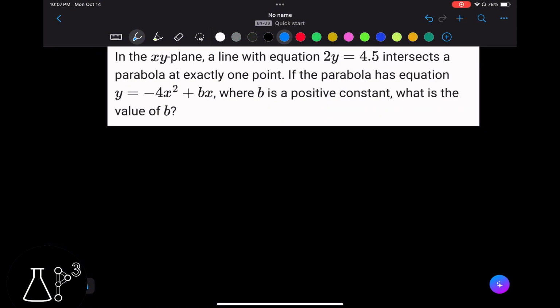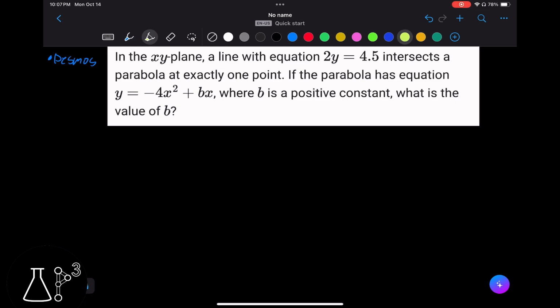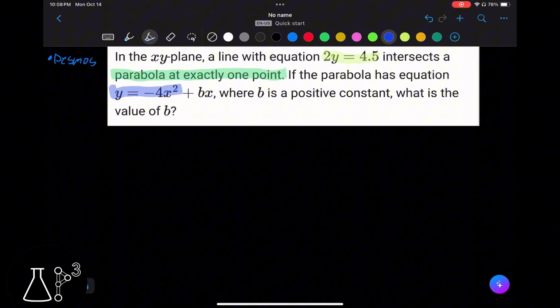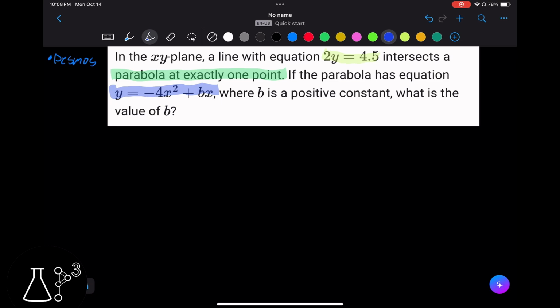Okay, this question can be a Desmos question, but we've got to solve it the original way first to figure out if you can use Desmos or not. You cannot use it before because this is a constant question. So in the xy-plane, the line with the equation 2y equals 4.5 intersects a parabola at exactly 1 point. If the parabola has the equation y equals negative 4x squared plus bx, where b is a positive constant, what is the value of b? So I'm given that the equation 2y equals 4.5 intersects a parabola at exactly 1 point. I'm given a second equation, y equals negative 4x squared plus bx, where b is a positive constant, and we're looking for the value of b.